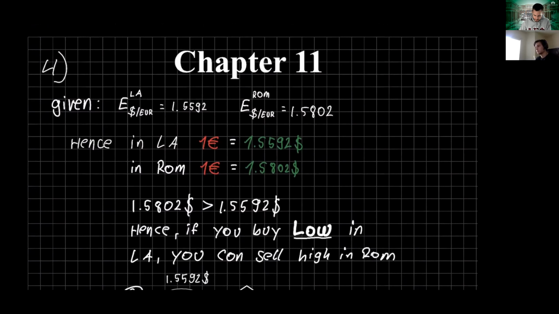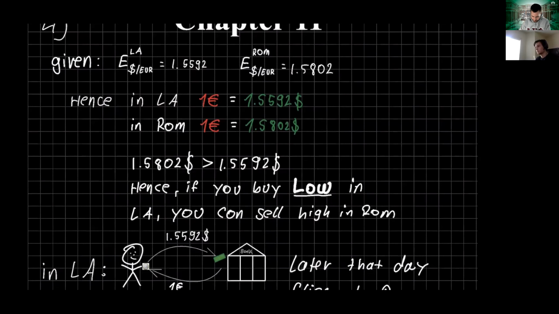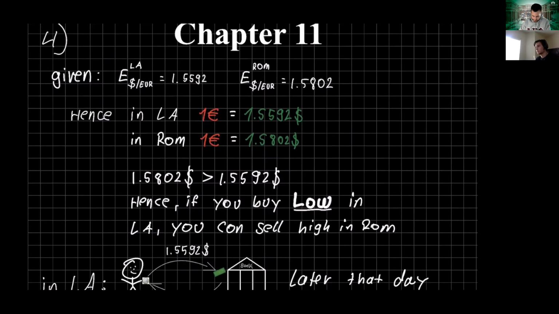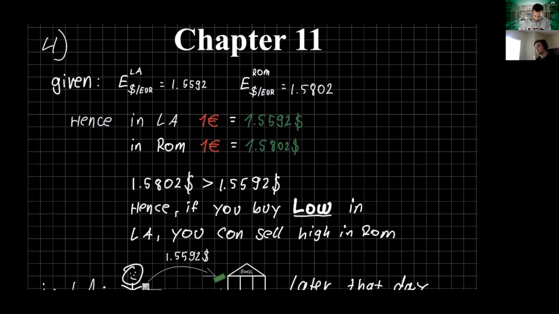The first question asked is, if you would want to make a profit, where would you buy the euros and where would you sell them? So because 1.582 is greater than 1.592, you buy low in LA because in LA it's cheaper, as you can see, and then you sell in Rome.